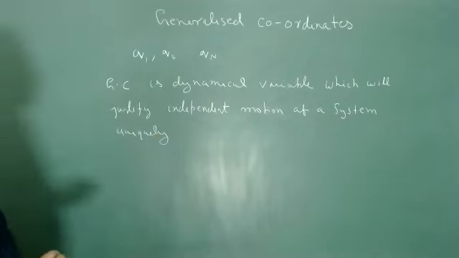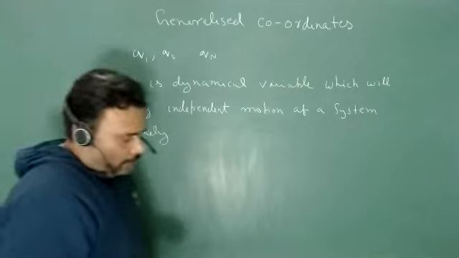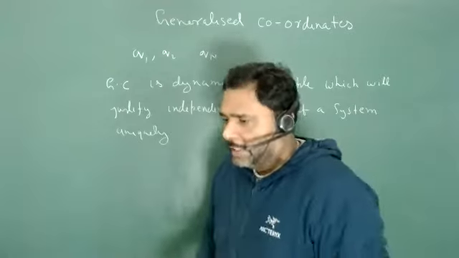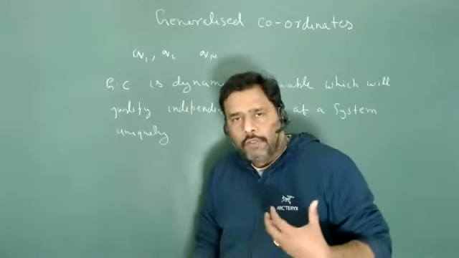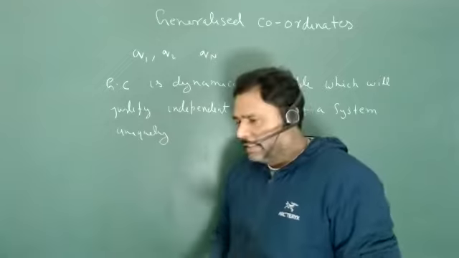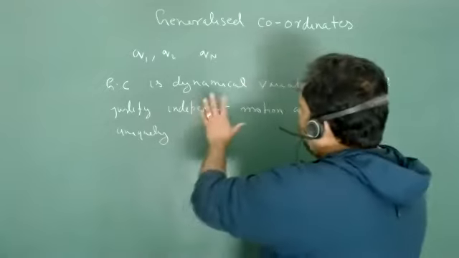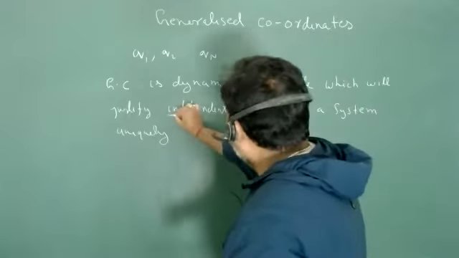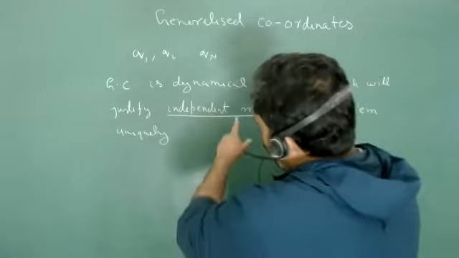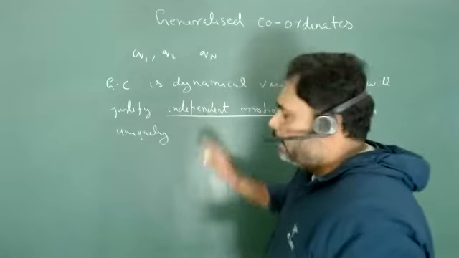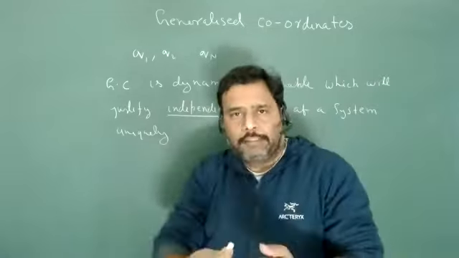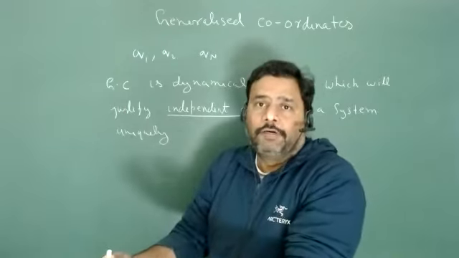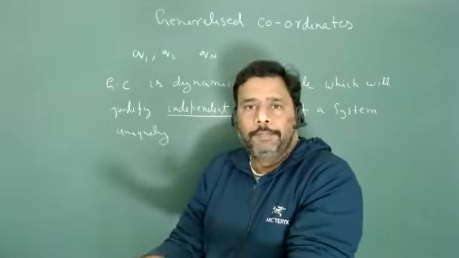So the most important thing is that we have to define generalized coordinate, and we can define it with our convenience, depending on how and which type of motion we want to discuss. In general, a generalized coordinate is a dynamical variable, but it will justify independent motion. So what is the meaning of independent motion? It means that a generalized coordinate must be associated to the degree of freedom, because degree of freedom is nothing but all about independent motion.